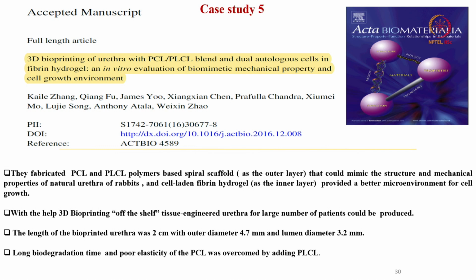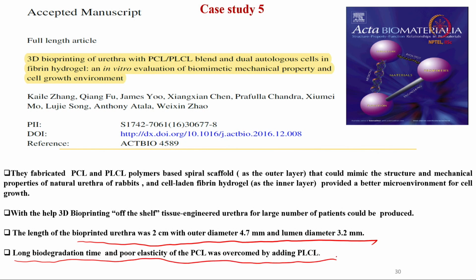This is another one, the case of 3D bioprinting of urethra with a PCL and PLCL blend. They fabricated a PCL and PLCL blend spiral scaffold as the outer layer and a cell-laden fibrin hydrogel as the inner layer. This is to mimic the natural urethra of rabbits, and with the help of 3D bioprinting, tissue engineered urethra for a large number of patients could be produced. The bioprinted urethra was 2 centimeter long with an outer diameter of 4.7 millimeter and a lumen diameter of 3.2 millimeter. And long biodegradation time and poor elasticity were overcome by adding PLCL.